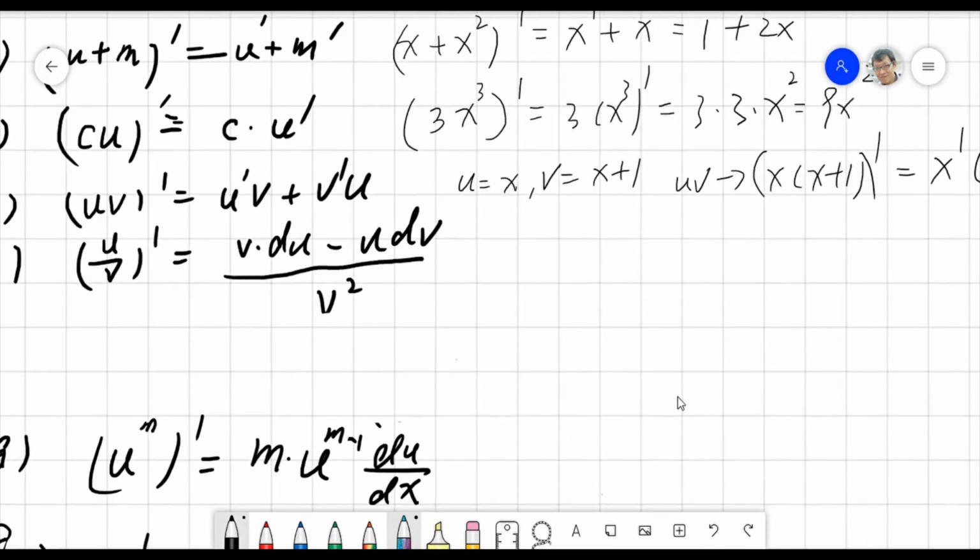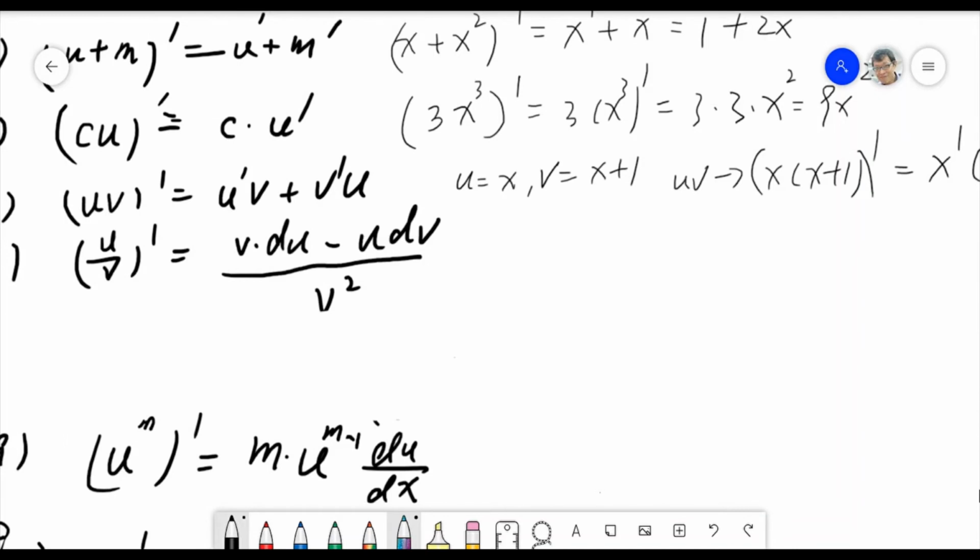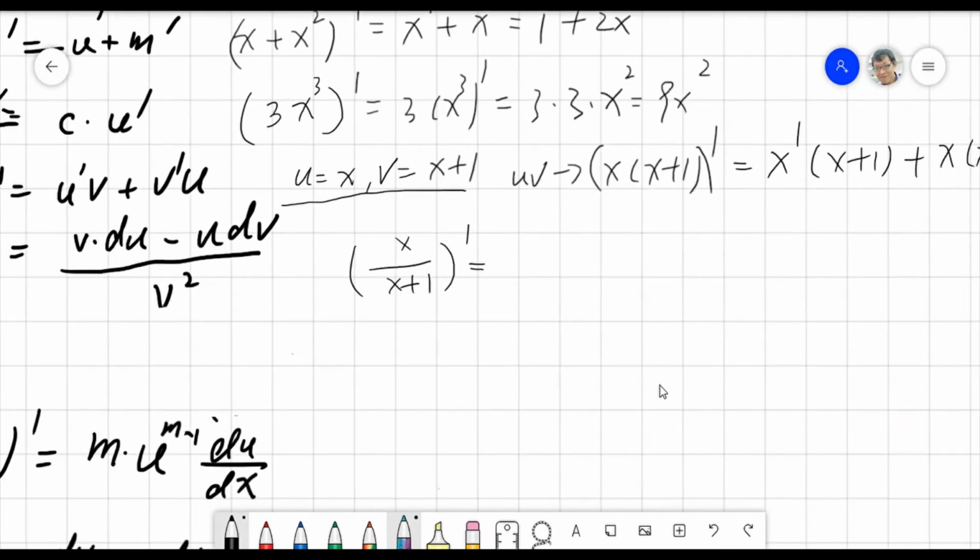So still use the same example. u equals x, v equals x plus 1, so this one will be x divided by x plus 1. I ask you to do the derivative. If we don't have this formula, it's very hard, right? It's very hard just to speak it. So how do you do that?